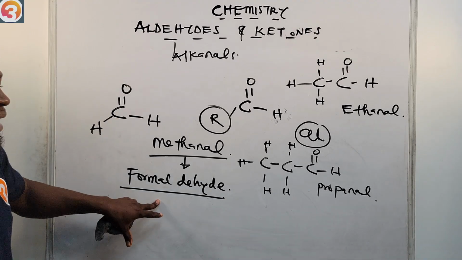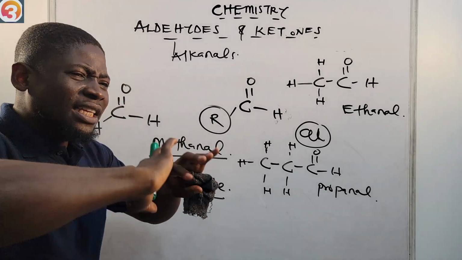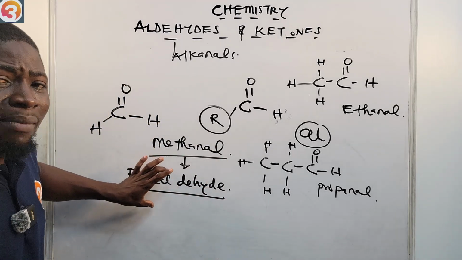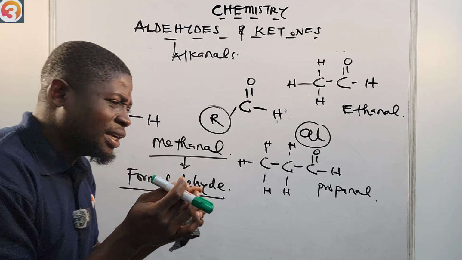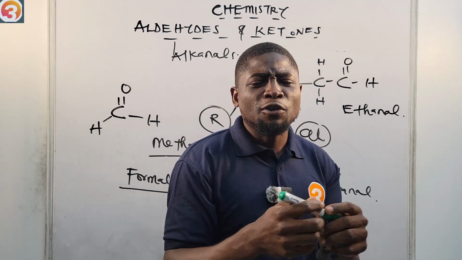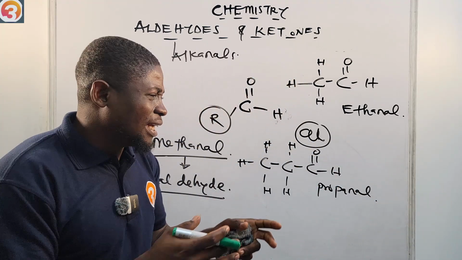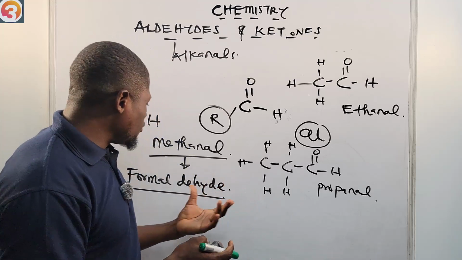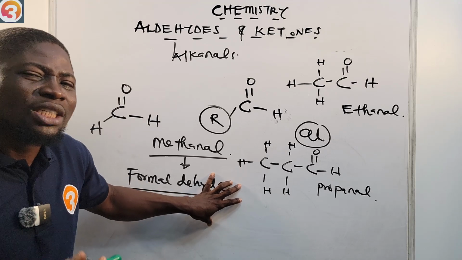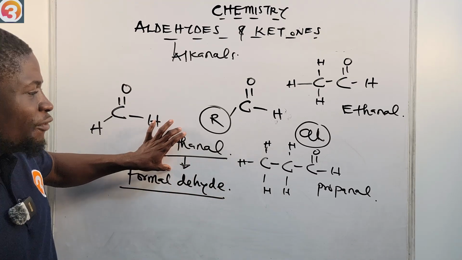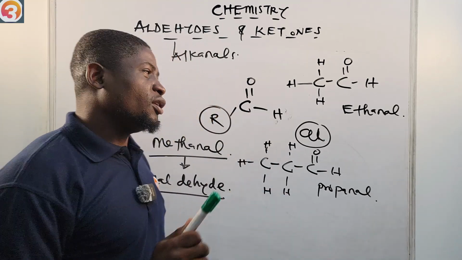And of course, this formaldehyde is very important in the biological laboratory. The use for this formaldehyde is that it's used to store biological specimens. Those of you that do biology practical in your work, you see that there's one smelling thing that they use to preserve specimens. So formaldehyde is very useful in that regard. It is used for preserving biological specimens. Please take note of that. The other name for methanal is formaldehyde, and it is used for storing or preserving biological specimens.